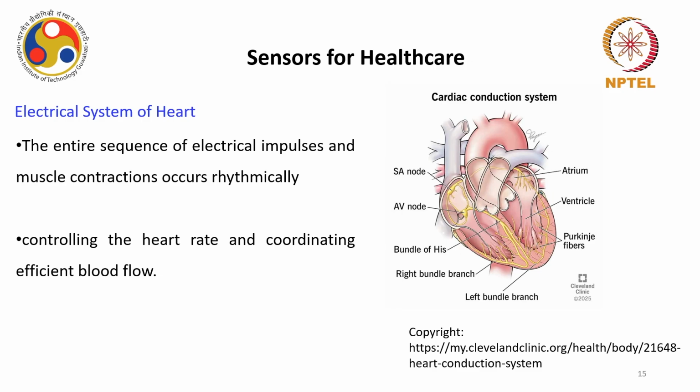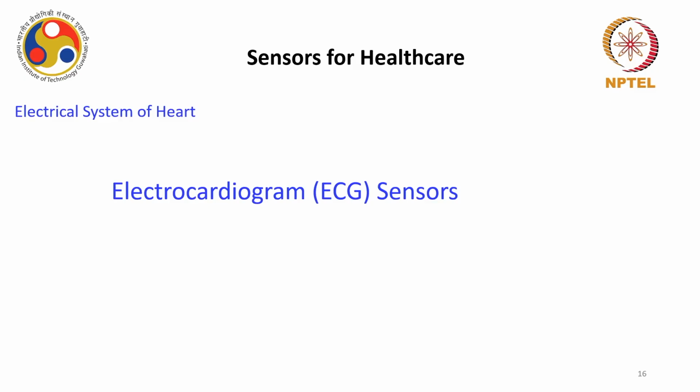The entire sequence that we have just seen of electrical impulses and muscle contraction occurs very rhythmically. They have a very systematic contraction and elongation. Controlling the heart rate and coordinating efficient flow is possible because of this rhythmic contraction. If there is any abnormality in this rhythmic contraction, it can suggest underlying heart disease, and this is detected by the ECG sensors, which are basically the electrocardiogram sensors.